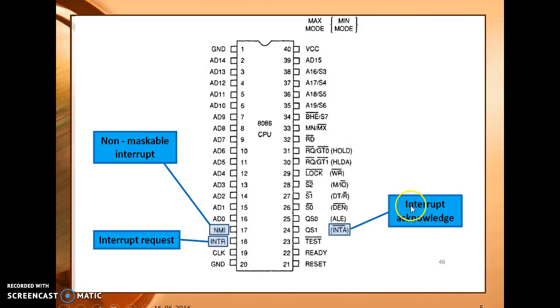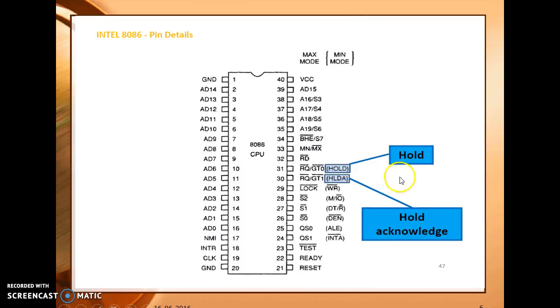Next we are going to discuss the interrupt pins. In that we have the non-maskable interrupt, called NMI. Then the interrupt request, INTR, connected to pin number 18. Then interrupt acknowledge, pin number 24. Next, DMA signals. We have 2 pins: one for DMA request, called HOLD, and then DMA acknowledge, called HLDA, connected to pin numbers 30 as well as 31.